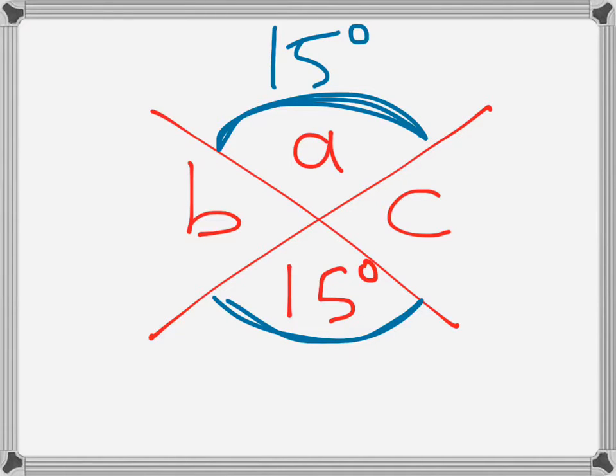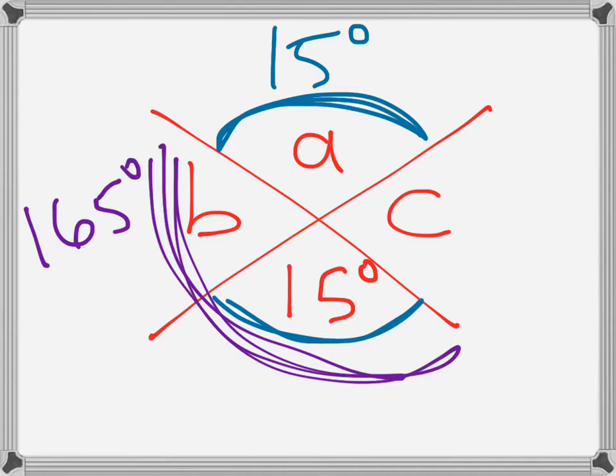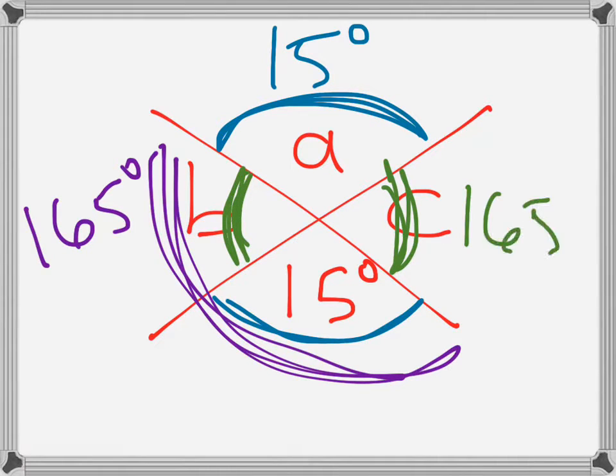Now looking at B, let's do B next. What does B have to be? Why do you think it's 165 degrees? Good, because this is 180 degrees, so 180 minus 15 gives me the 165. Now the last thing I can fill out is that now that I know this is 165, what does C have to be? Also 165 degrees. Any questions about how to do this?